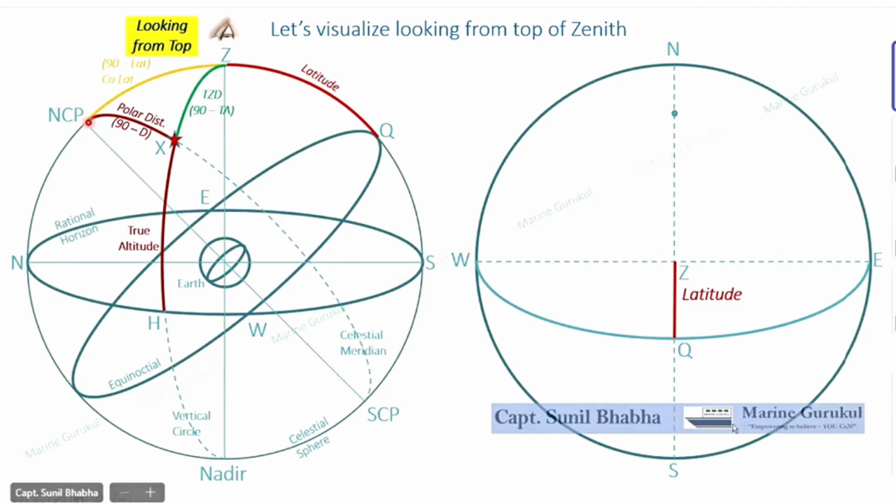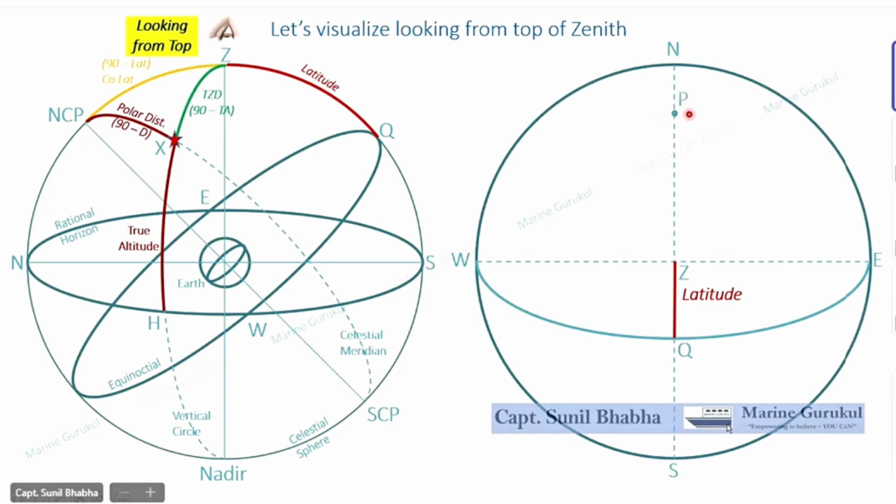We start off from the Z point, we move towards the north point, and we move a distance equal to 90 minus latitude, or our co-lat. The point where we arrive is the north celestial pole. It is represented by P. So let's mark this as P here. You can see the north celestial pole shown in our rational horizon diagram.